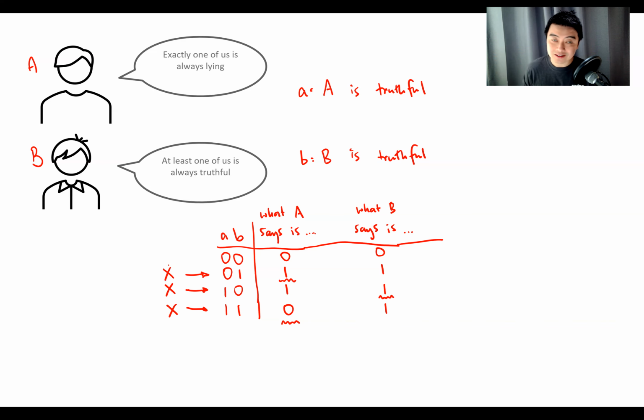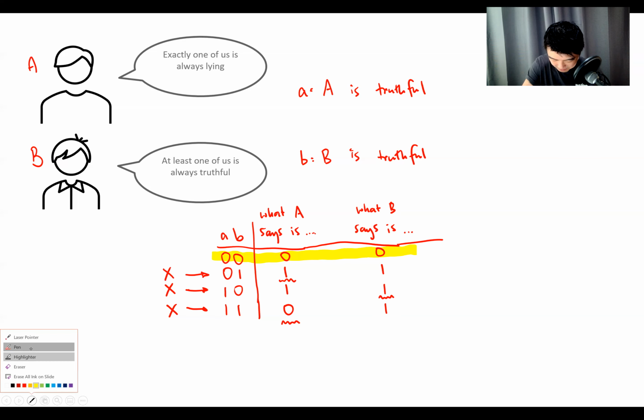What about the first case? Well, in the first case we assume that both A and B are lying, and what A says is false and what B says is false. Can that happen? And the answer is yes. So this is our case. So ultimately, what is the answer here? The answer is that they are both lying.